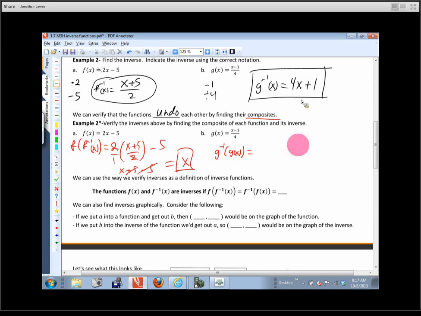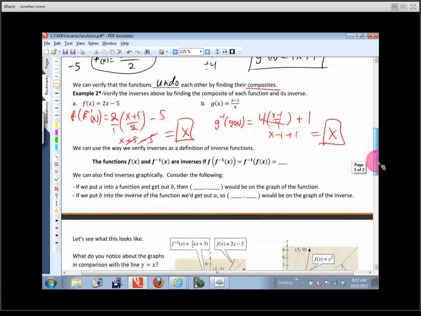g inverse is right here. It's 4 times something plus 1. And what is that something that we're plugging in? (x minus 1) over 4. Same thing happens. 4's cancel. x minus 1 plus 1. We end up with x. So they do undo each other. Okay? Any questions so far?